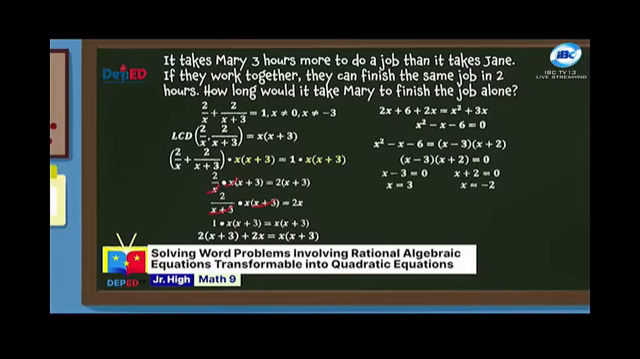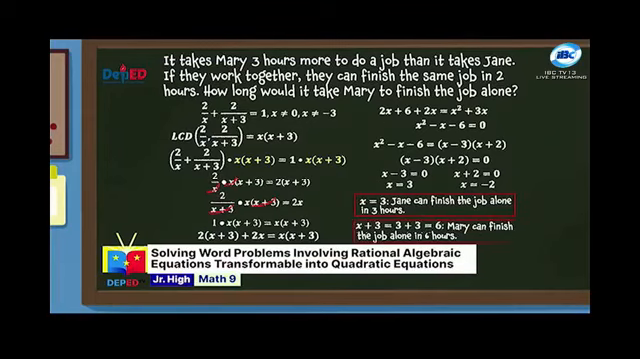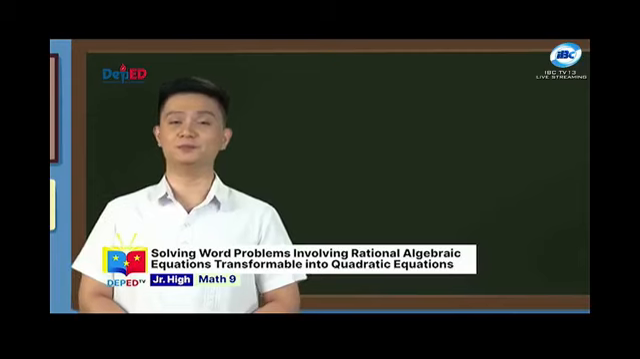And equating each factor to 0, we can conclude that x is equal to 3 and also equal to negative 2. However, x represents the number of hours it takes Jane to finish the job alone. It can't be negative, so x must be equal to 3. Jane can finish the job alone in 3 hours, and thus, Mary can do it alone in 6 hours. Problem solved! Problem number 2.